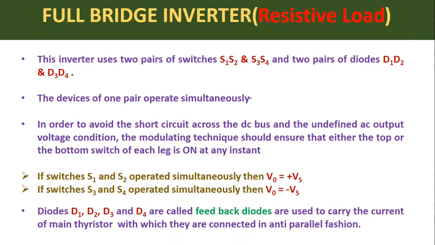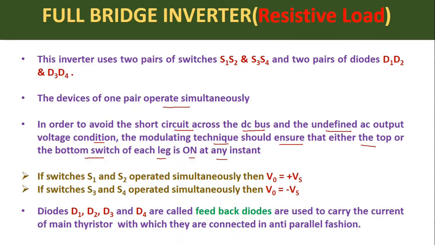Now we will discuss some important points related to full bridge inverter. This inverter uses pair of switches S1, S2 and S3, S4 and 2 pairs of diodes D1, D2 and D3, D4. As you can see in the circuit diagram, the devices of one pair operate simultaneously in this circuit in order to avoid the short circuit across the DC bus.